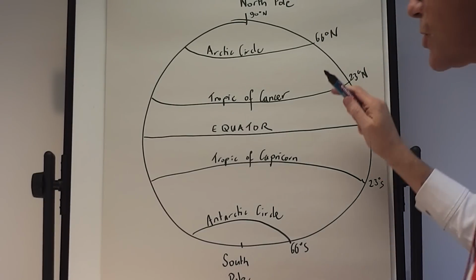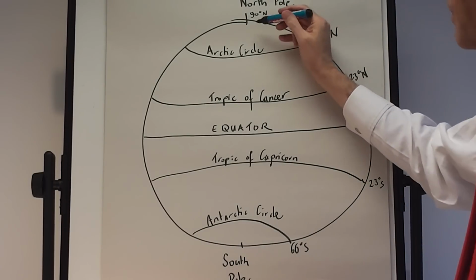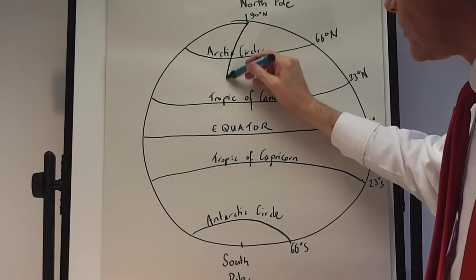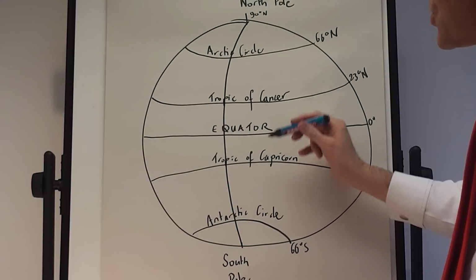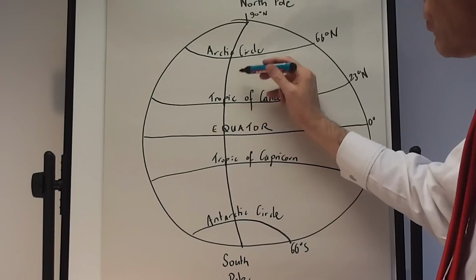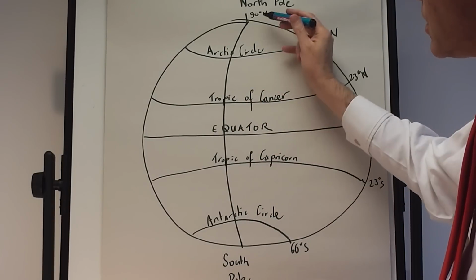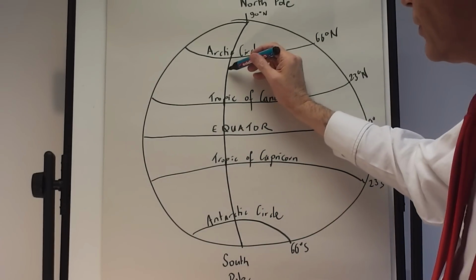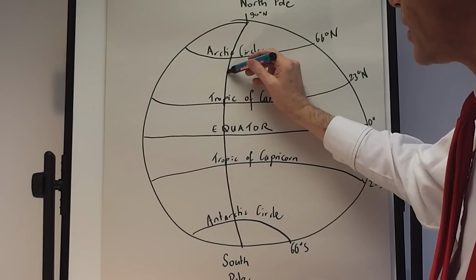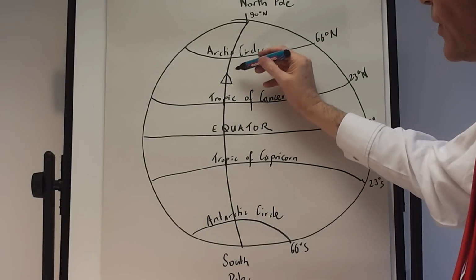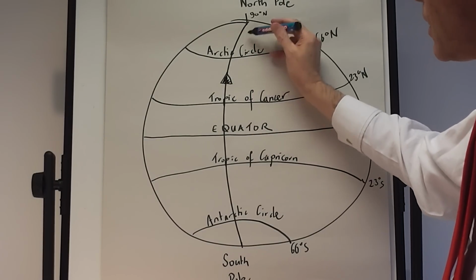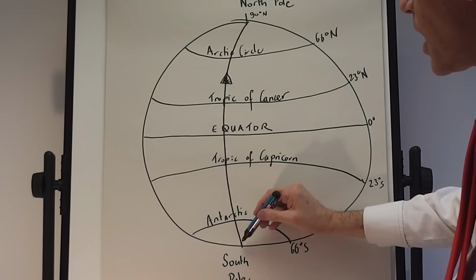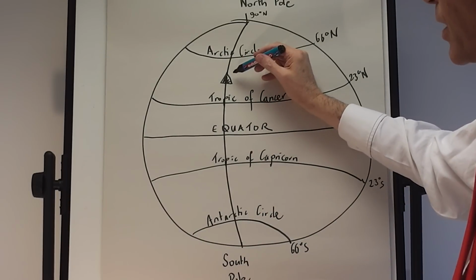Now longitude is a measurement which tells you how far east or west you are of a line which goes through London. This is called the prime meridian. So let's mark on the United Kingdom there. And this line, the prime meridian, goes right the way through Greenwich.